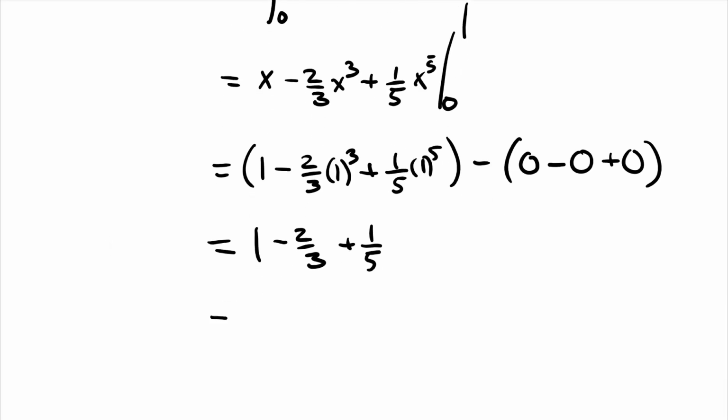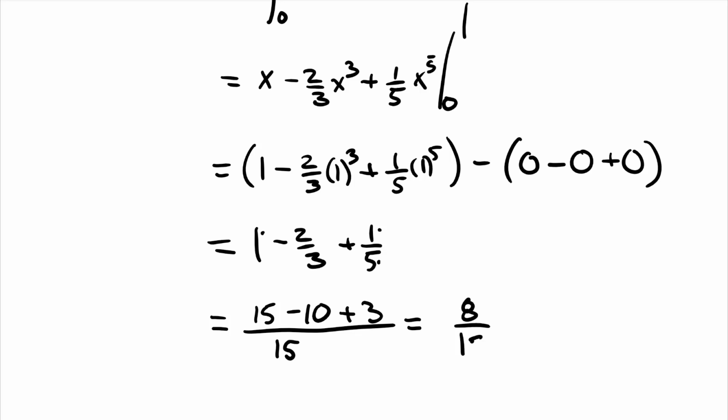So let's get ourselves a common denominator. That's going to be 15. 15 times 1 is 15, 5 times 2 is 10, 3 times 1 is 3. So what do we got? 15 minus 10 is 5, 5 plus 3 is 8. And we ended up with 8 over 15 cubic units.